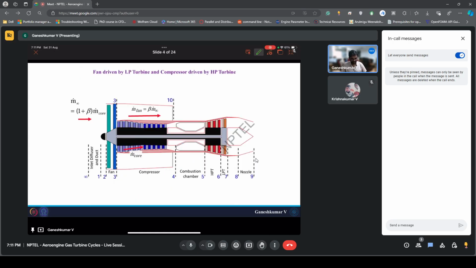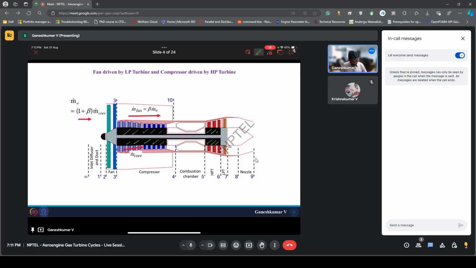Here you can see this gray spool, which is driven by the low pressure turbine, and it is driving only the fan. It is not driving the compressor. Previously it was driving a low pressure compressor also. And there is this black spool, which is actually driven by the high pressure turbine, and it is driving the compressor. Here we don't separate it as a low pressure compressor and high pressure compressor because everything is in the same spool. So it's just a single component compressor.